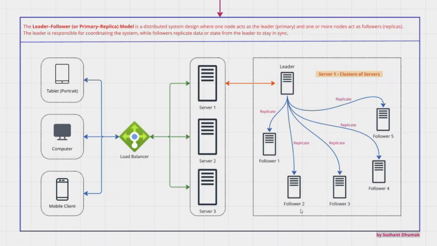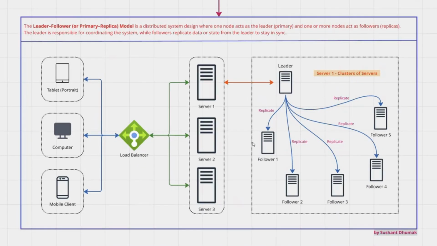Here also there are active and passive nodes. This is a very useful kind of system, mainly used in databases, distributed file systems, or coordination services. It is widely used because of the high availability and scalability principles implemented in it. So this is the leader-follower model, or we can call it the primary-replica model.